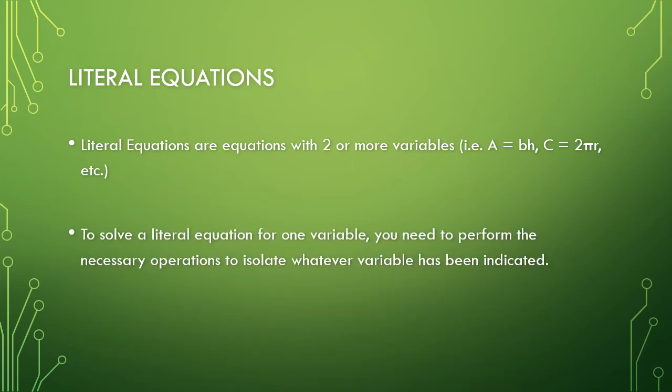To solve a literal equation for one of its variables, what we need to do is use the necessary inverse operations to isolate whatever variable we would like to. So if I was doing that for area equals base times height, and I wanted to get b by itself, I would divide both sides by h, the inverse operation for multiplication being division.